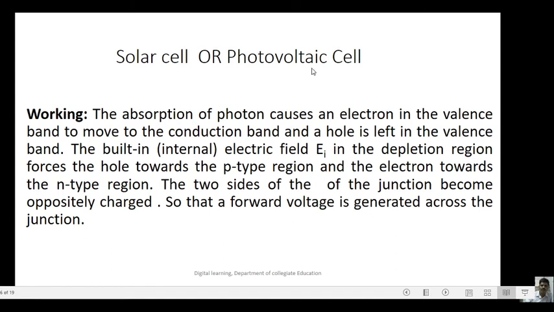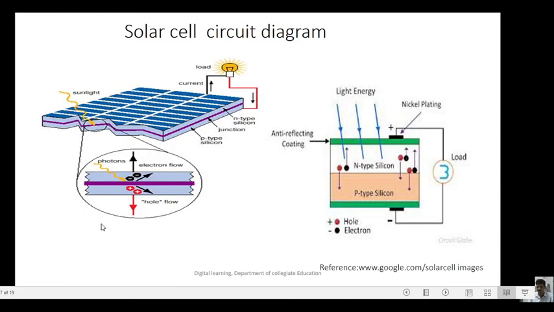Solar cell or photovoltaic cell working. How a solar cell works: the absorption of a photon causes an electron in the valence band to move to the conduction band, and a hole is left in the valence band. The built-in internal electric field E_i in the depletion region forces the hole toward the p-type region and the electron toward the n-type region. The two sides of the junction become oppositely charged, so that a forward voltage is generated across the junction.